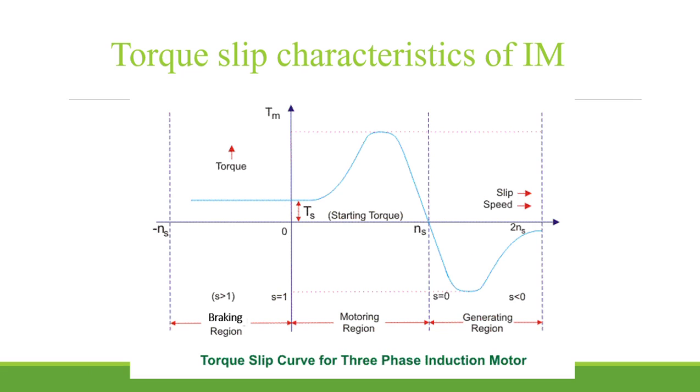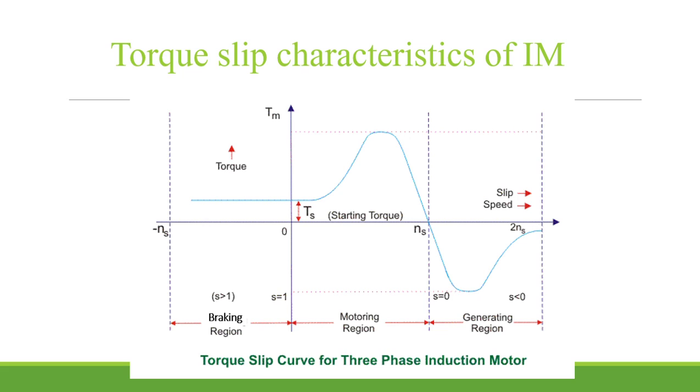Okay, what happens if it runs at a speed greater than the synchronous speed? Then it will be driven by some prime mover. The rotor is rotating at a speed greater than the synchronous speed, which means some external torque is required to rotate it faster than synchronous speed. So we are providing some mechanical input to the motor, and then it will be supplying electrical energy.